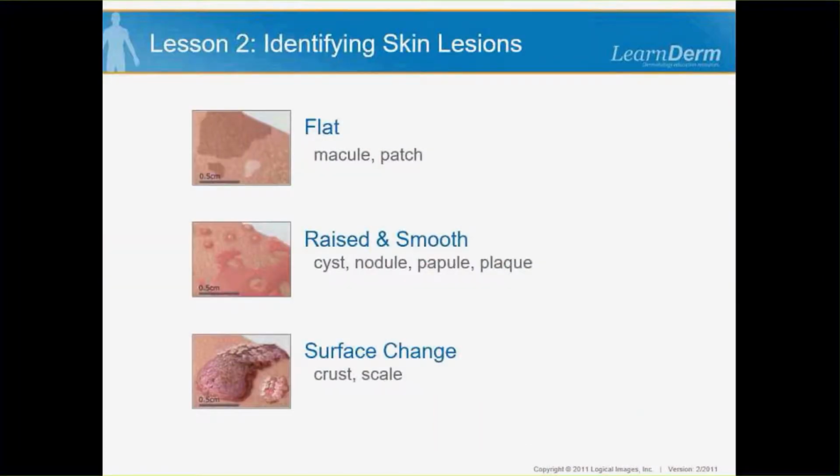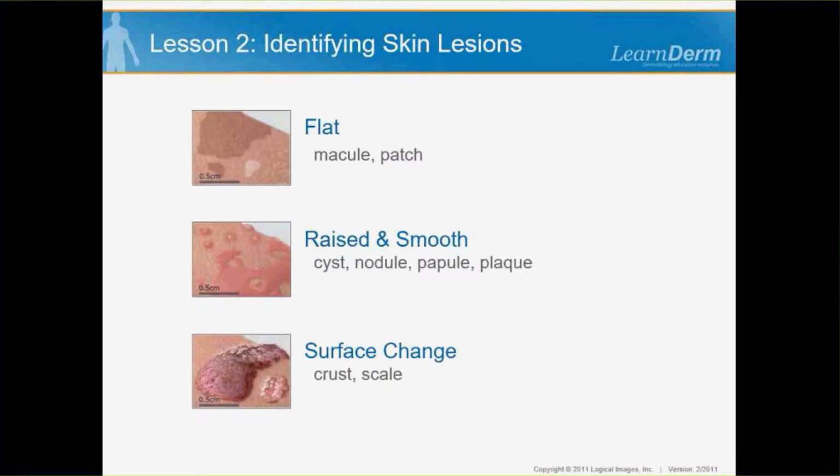So we categorize what we see, and it's really important not to call what you see a rash or a lesion. It's important to describe using the fundamental terms of dermatology. If you remember, flat lesions are either macules or patches. The smaller lesions are macules; larger than a centimeter is a patch. Raised and smooth lesions include nodules, papules, plaques, and cysts. These would be lesions that have substance. You feel with your finger that they're raised off the surface.